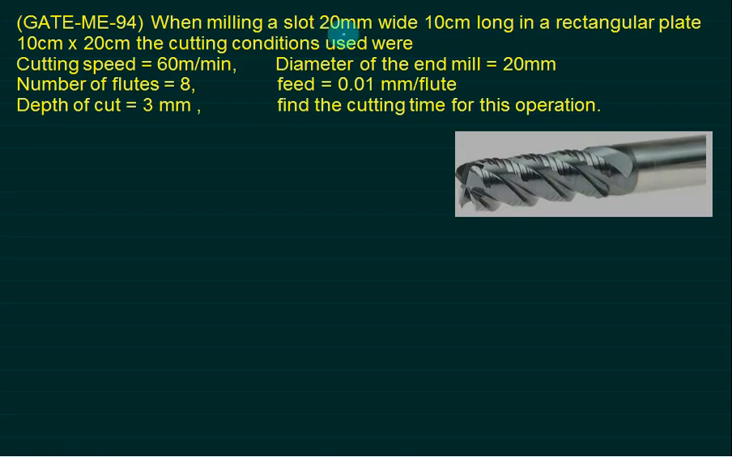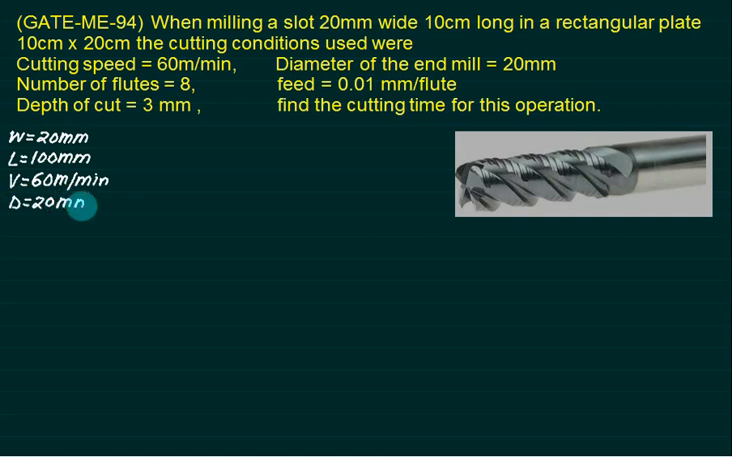This question appeared in 94. We are given a milling, when milling a slot of 20 mm by 10 cm long rectangular plate, conditions are like this. So we are given the width of the cut equal to 20, the length of job equal to 100, cutting speed is 60 meters per minute, diameter of cutter is 20 mm.